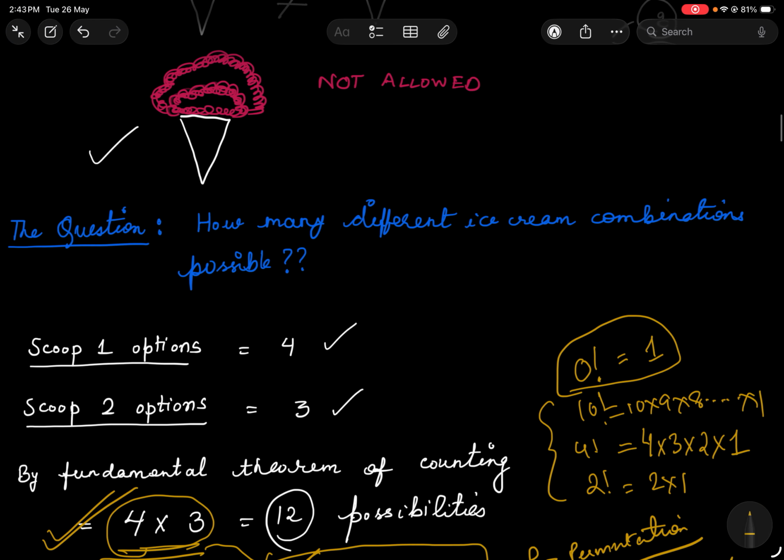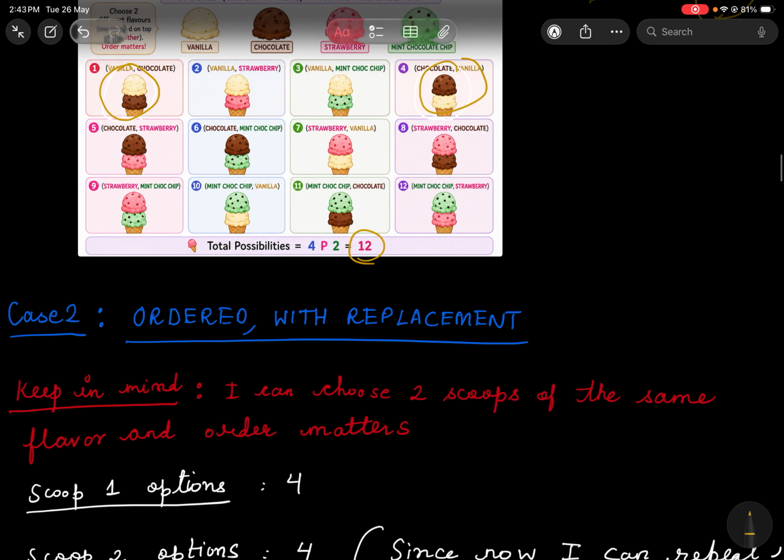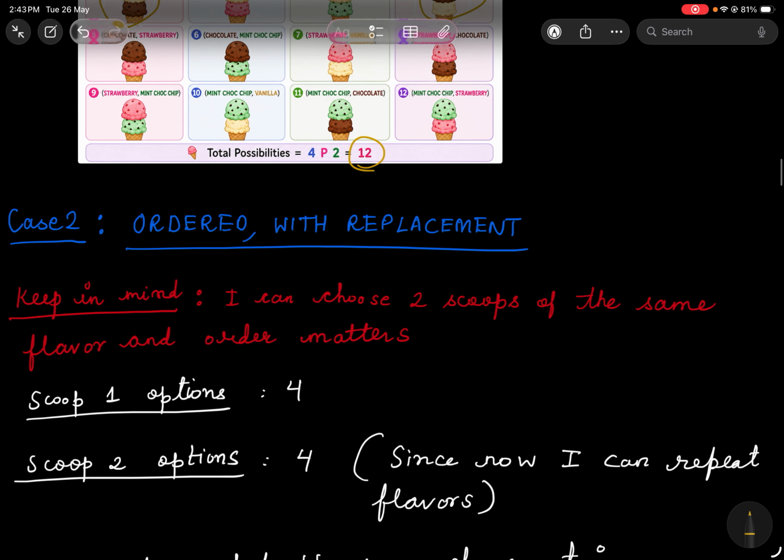All right, now this is the first case. Now let's go to the second case. Now I am saying ordering is still important and with replacement. So that means that I can choose the same flavor of ice cream twice.